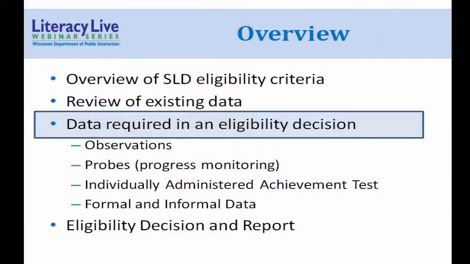So after that very nice overview of the SLD rule itself, that SLD rule in a nutshell that we were presented with by Deb Heiss, we're now going to turn our attention to data that's required in an eligibility decision. So we're going to work through the 4 different types of data. We're going to briefly talk about each one. So the required pieces of data include observations, probes, which of course are our means of progress monitoring the intensive interventions that a student is engaged in the area or areas of concern, an individually administered achievement test, and formal and informal data.